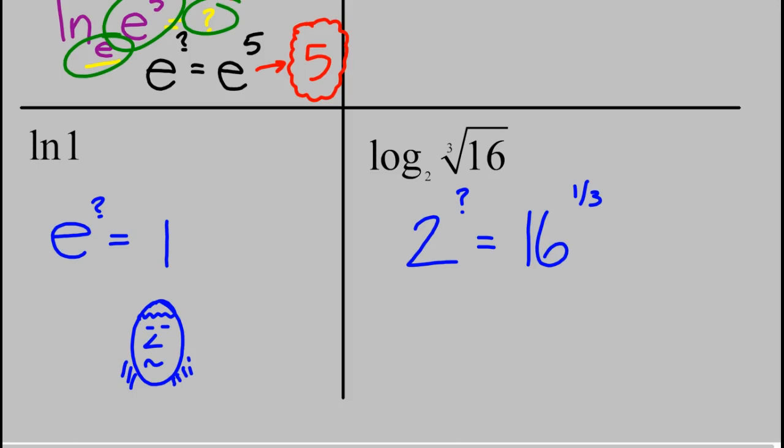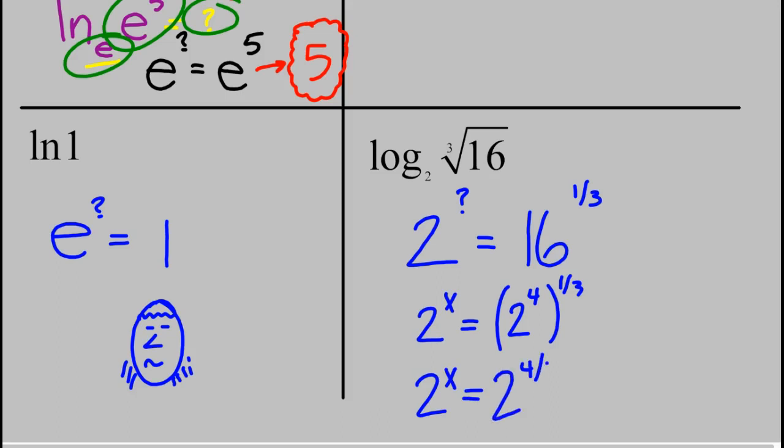So now I can rewrite these with the same base. So this is like saying 2 to the x is equal to 16, which is 2 to the 4th, to the 1/3. So 16 is the same as 2 to the 4th. Then you clean that up a little bit. You have 2 to the x is equal to 2 to the 4 to the 1/3, which is 2 to the 4/3. So when are these going to be the same? When the exponents are the same, and so x is going to equal 4/3. Yeah?